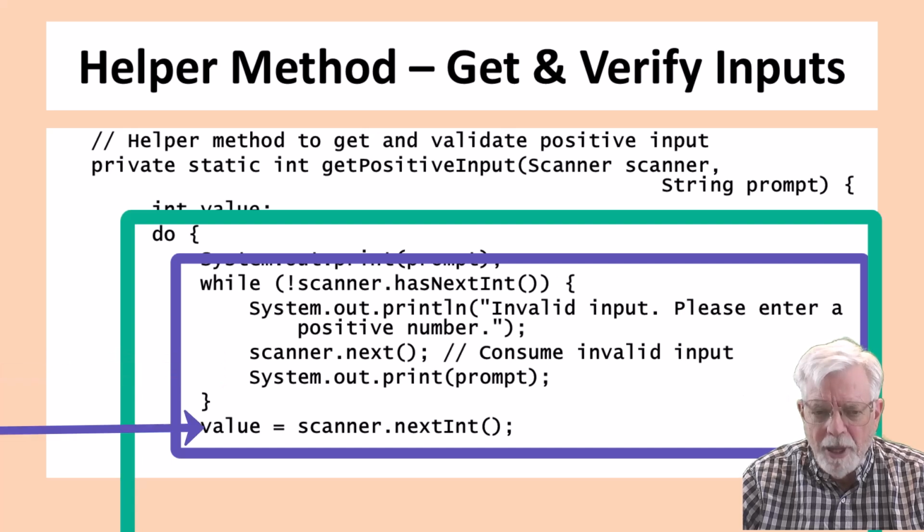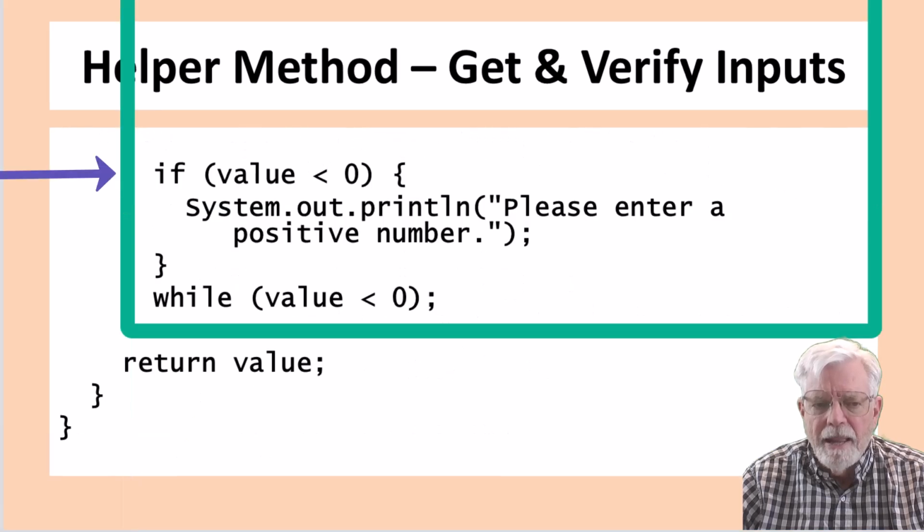If an integer is available, it is read from the keyboard using scanner.nextInt(), and saved in the variable named value. If a negative value, less than 0, was entered, an error message is displayed. Close curly brace, while (value < 0); which is the close curly brace for the do-while loop, and the keep looping condition if the value is less than 0, meaning a negative value. Then there is the close curly brace for the helper method, getPositiveInput(), and then the close curly brace for public class CoinCounter.